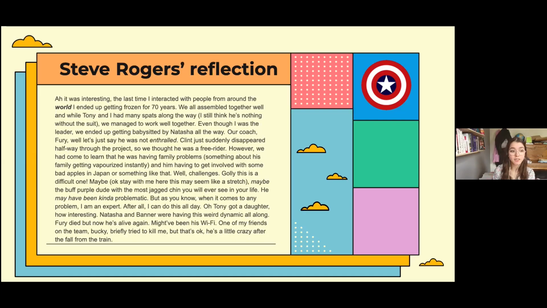Clint just suddenly disappeared halfway through the project, so we thought he was a free rider. However, we came to learn that he was having family problems, something about his family getting favorized instantly, and him having to get involved with some bad apples in Japan or something like that.